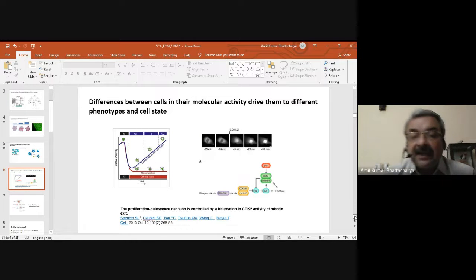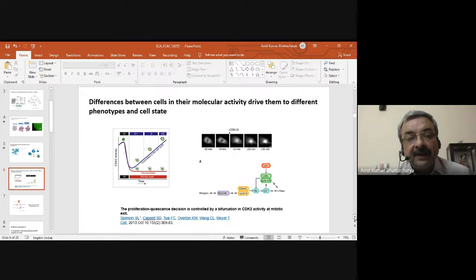So the idea is that always in a population of cells, there are a few cells which are different, whose molecular character is different. Although they're few in number, because of this different molecular character, they drive the entire population into a particular direction.